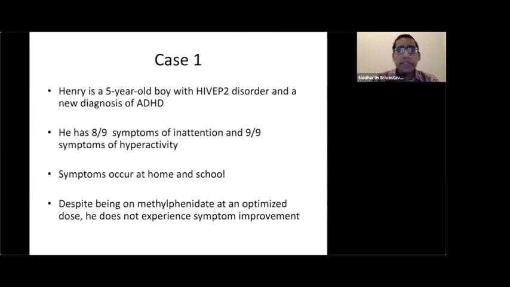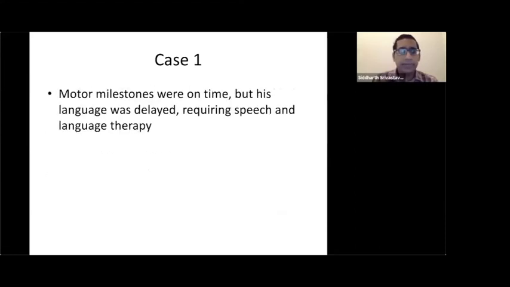So the first case is a 5-year-old boy with HIVEP2 disorder and a new diagnosis of ADHD due to hyperactive-impulsive symptoms. He was started on methylphenidate and the dose was optimized, but there hasn't really been any symptom improvement. Not surprisingly, his language was delayed. He requires speech and language therapy.